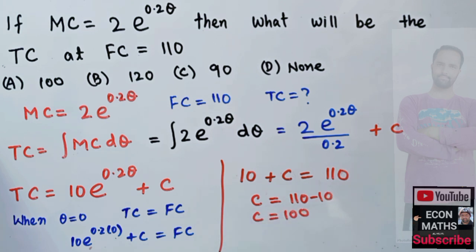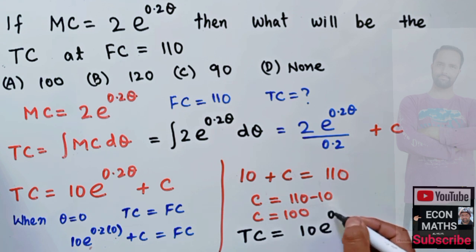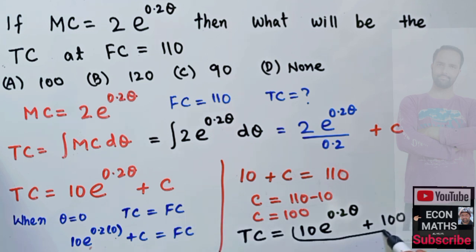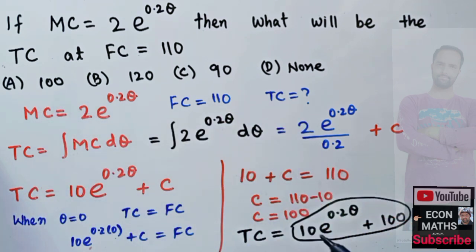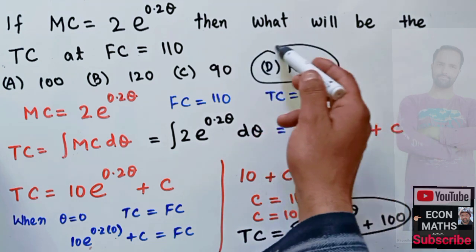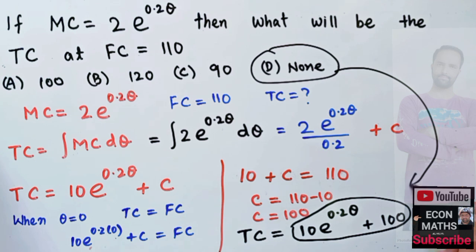And then what is our total cost? Total cost will be equal to 10 e to the power 0.2 q plus the value of c, which we found to be 100. So this is our total cost, and we don't have any option which gives us this answer. That means the correct option should be none of the above, and the total cost is this very expression.